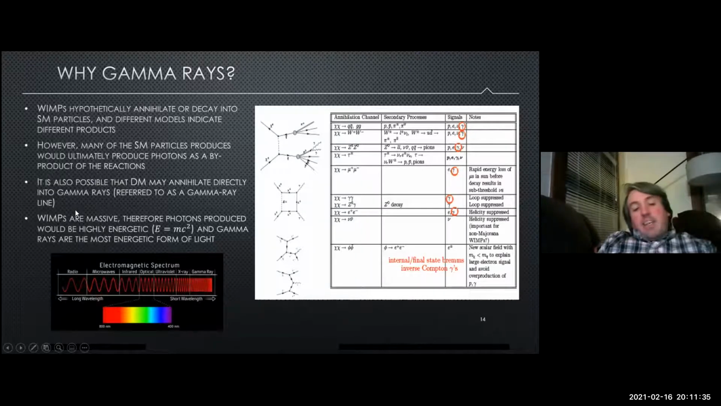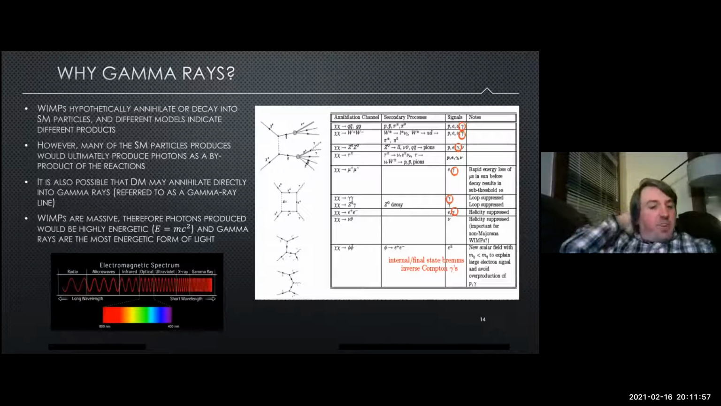So WIMPs are massive, so from E equals mc squared, they have a lot of mass, and therefore a lot of energy. The products coming out of them are energetic, and therefore the photons produced from them are very energetic. And the most energetic form of light there is is gamma rays. So gamma rays are a good place to look for dark matter, from the byproducts of the standard model reactions, the annihilation and decays that come out of it.